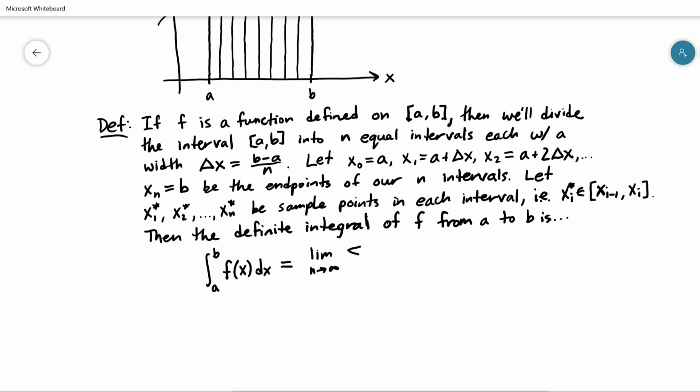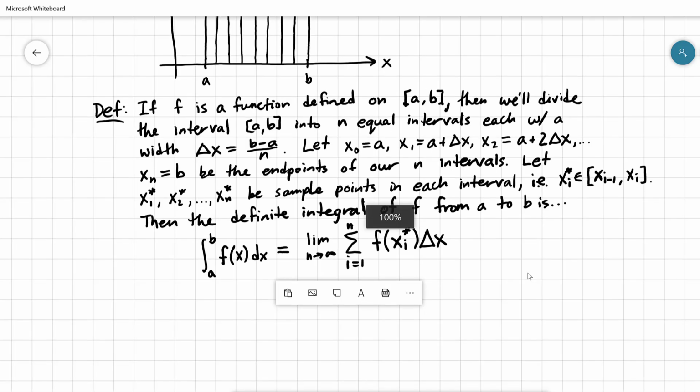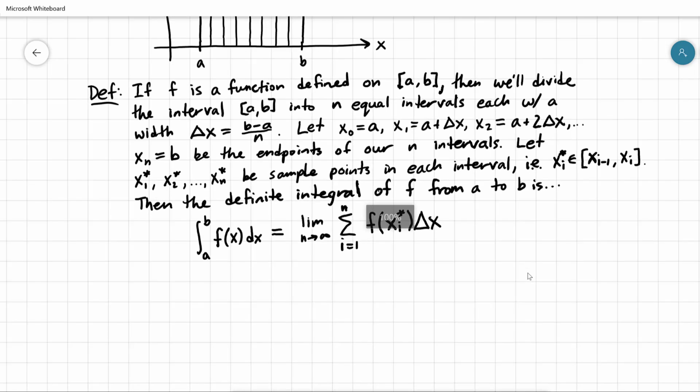Okay. So the sum from i equals 1 up to n of the heights, so f evaluated at the point x sub i star, times the width, which is delta x. So this is the area of each little rectangle. We're adding them all up and taking the limit as the number of rectangles goes to infinity. So this is our symbol. So that's what that definite integral is going to look like, provided that that limit actually exists.